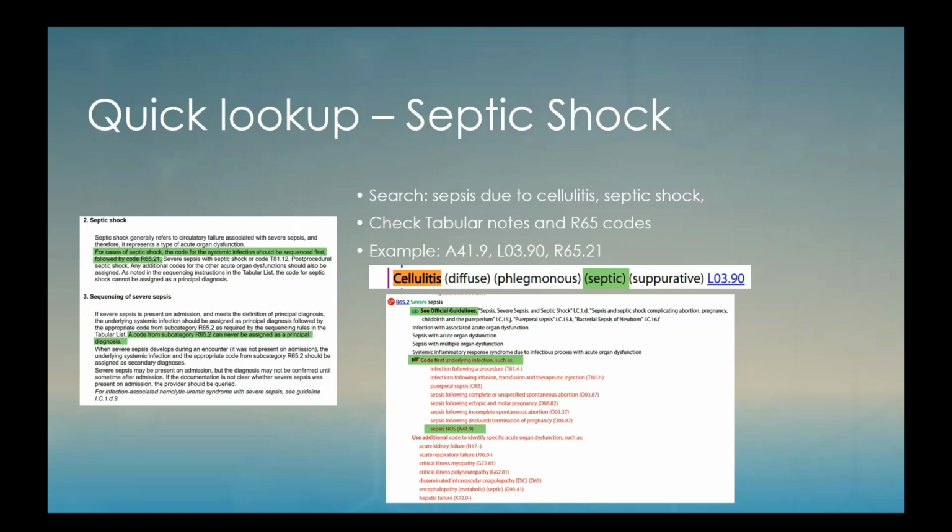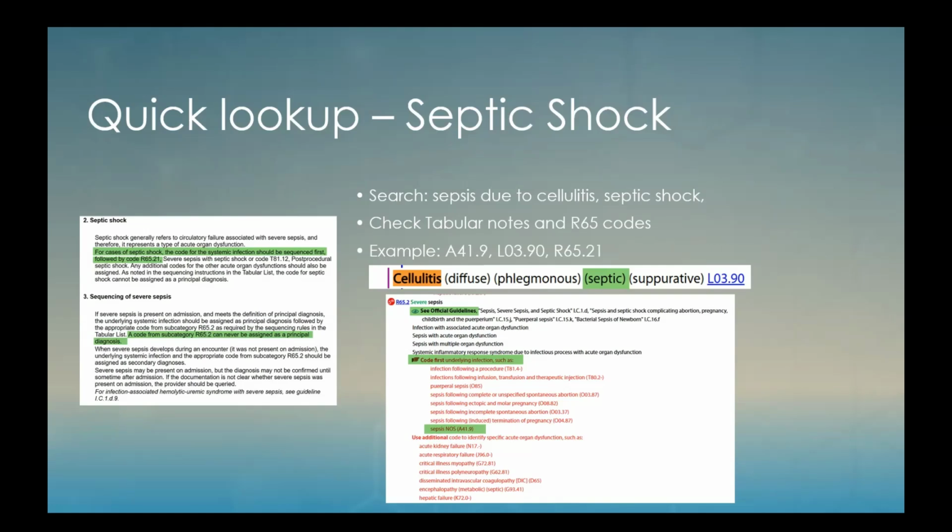Number 5, apply sequencing rules. The sequencing is non-negotiable: underlying infection, sepsis code, R65.21 for septic shock, additional organ dysfunction codes. If severe sepsis or septic shock is present on admission, the infection is still the principal diagnosis. If it develops after admission, both the infection and the code become secondary diagnoses.